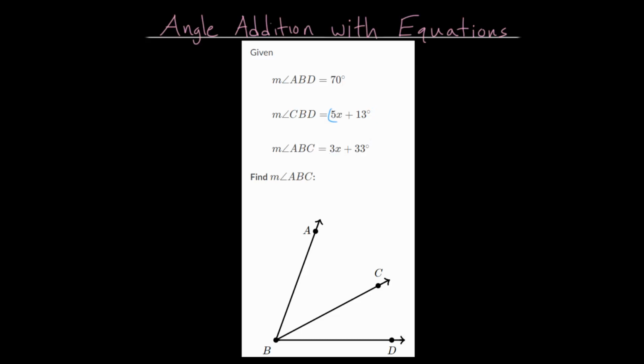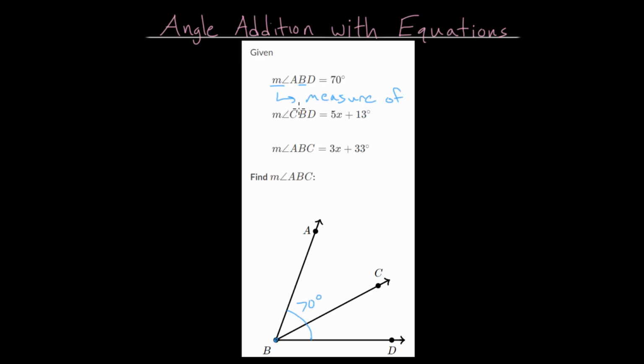With this example problem, first of all, when you see the letter M in front of an angle, this just means the measure of that angle. So the measure of ABD is 70 degrees. ABD, remember the middle letter, that's our vertex. So ABD, that's the big angle. We're told that is 70 degrees.